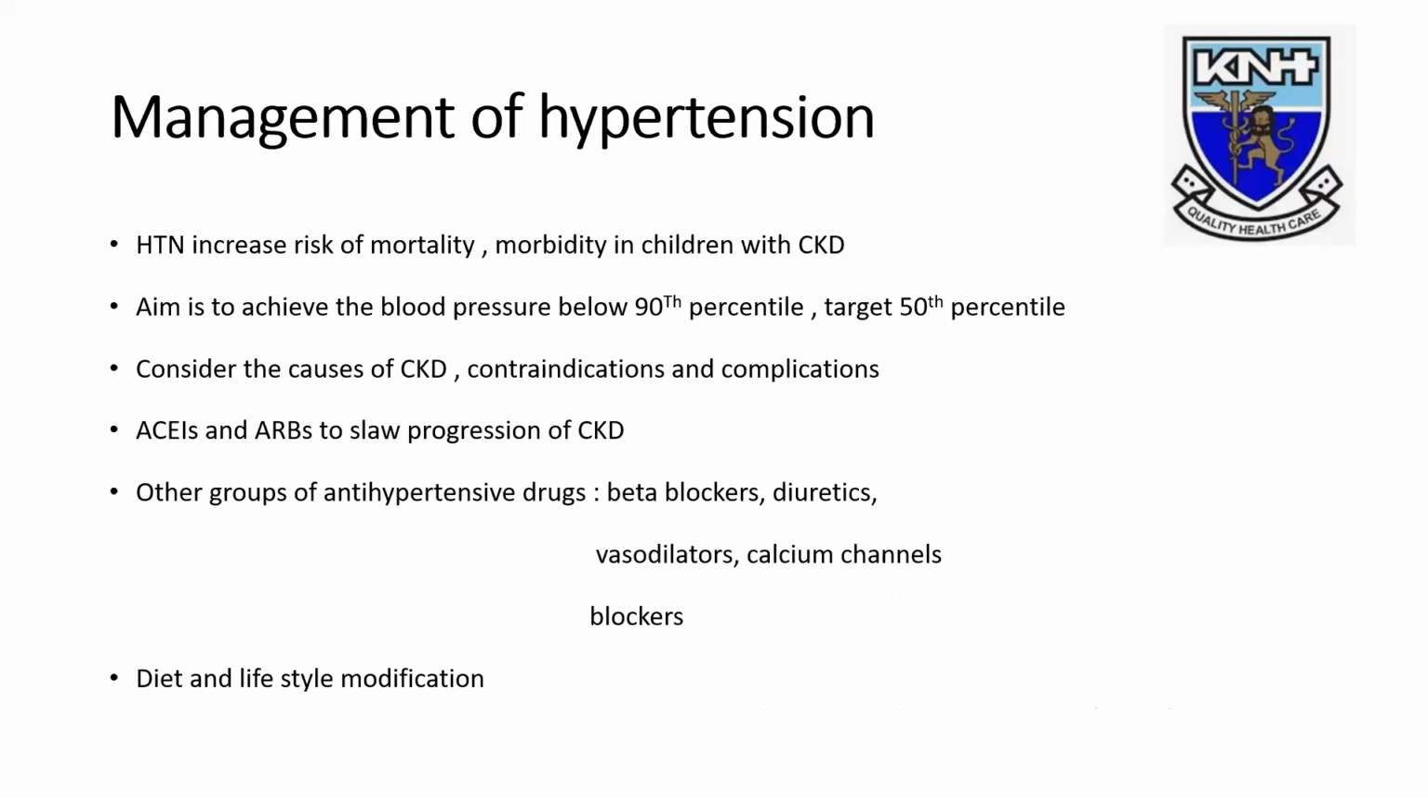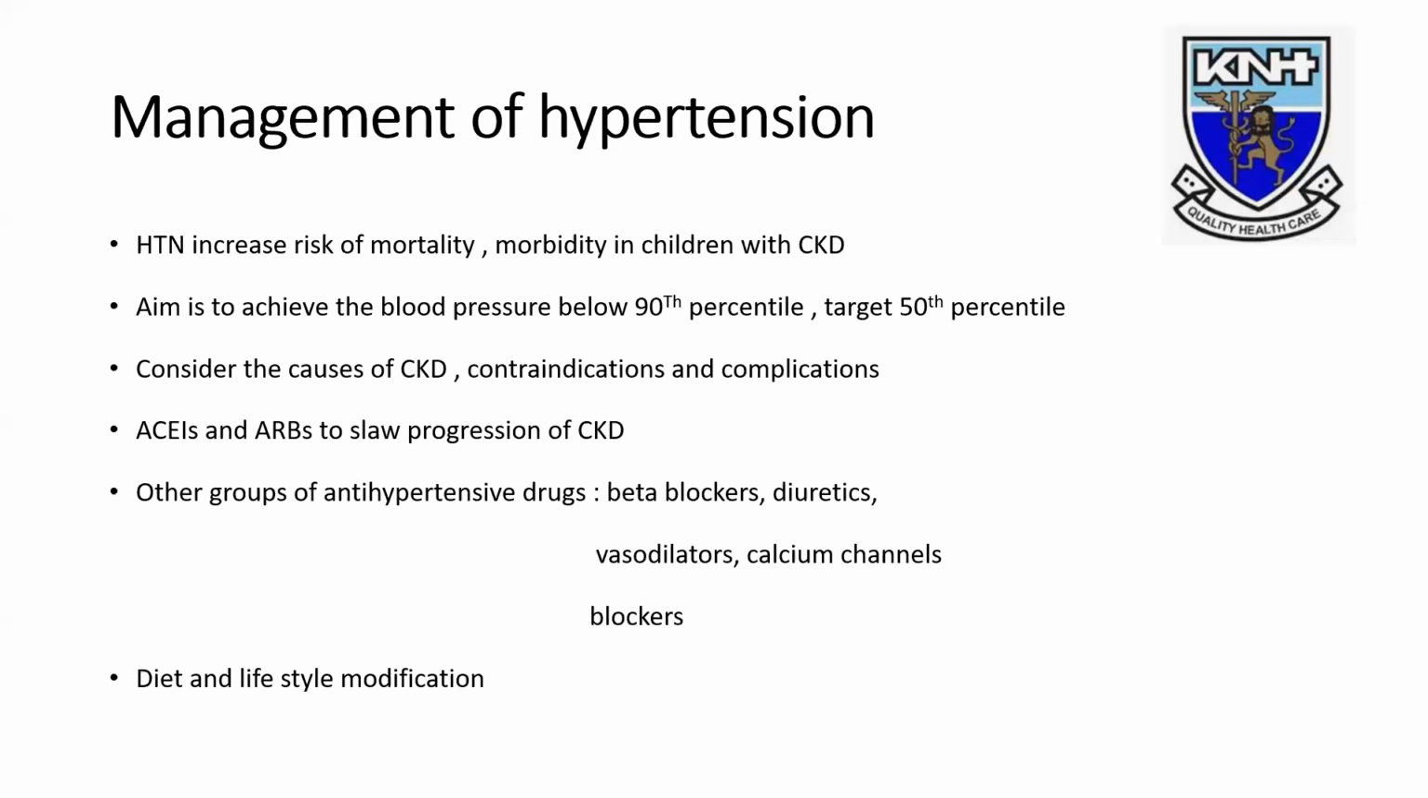Another complication we need to manage is hypertension. Hypertension, as you saw, starts early. At stage 1, we found more than 50% of the children have hypertension. It increases the risk of mortality and morbidity in children with chronic kidney disease, increasing left ventricular hypertrophy, congestive heart failure, and stroke. So hypertension is supposed to be treated adequately, and you are supposed to target the 50th percentile as I said above. So you consider the cause of the chronic kidney disease.